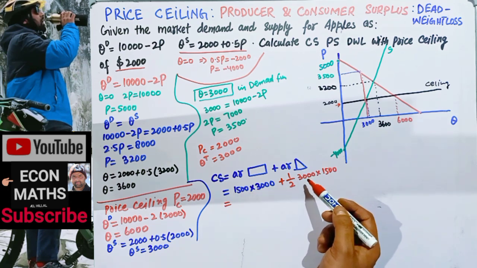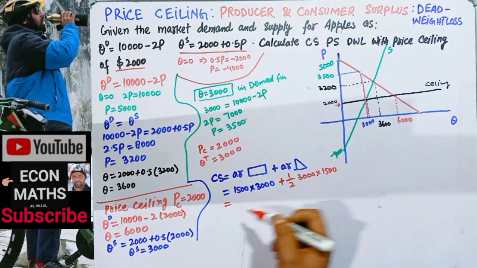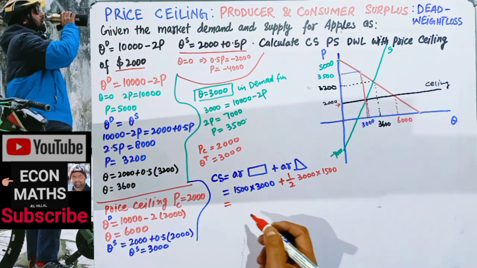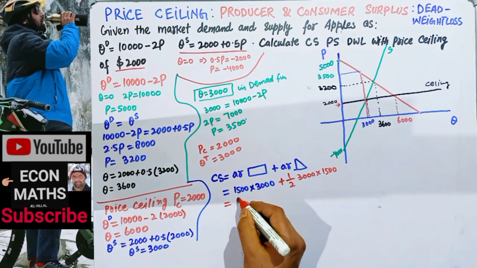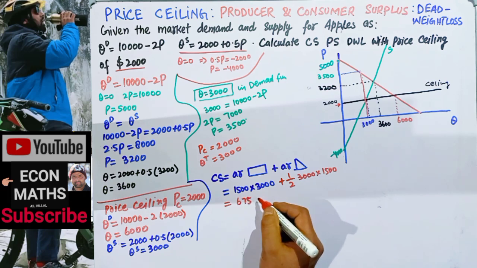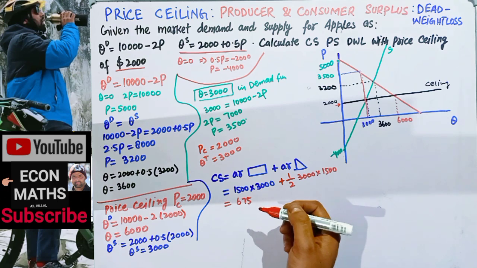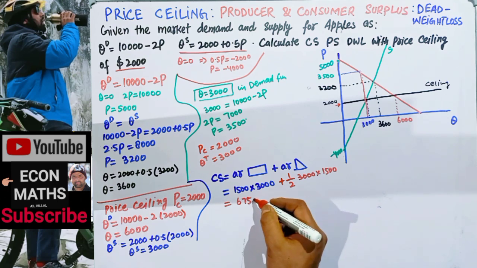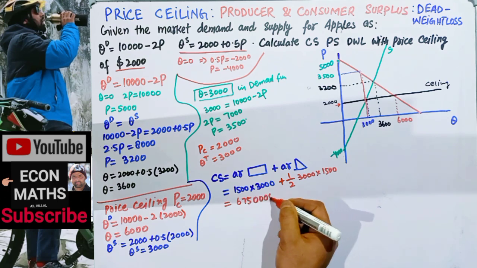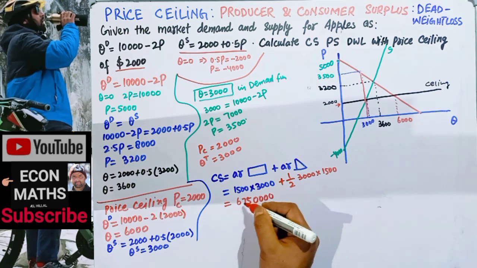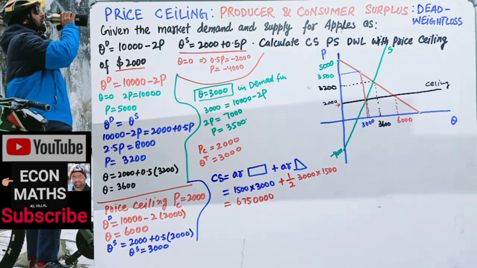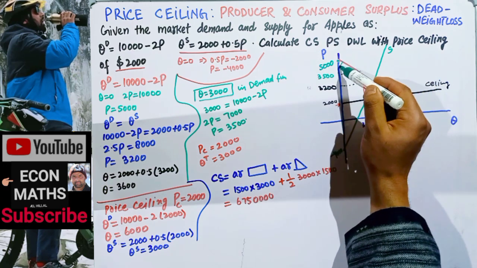Solving this, I have calculated it, it came out to be 6,750,000. I could have written it here, but it will take up a lot of space. Then we have 4 zeros: 1s, 10s, 100, 1000, 10,000, lakh, 10 lakh, 67 lakh 50,000. This is our consumer surplus, and it is simply this area.